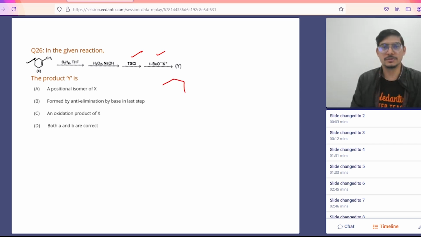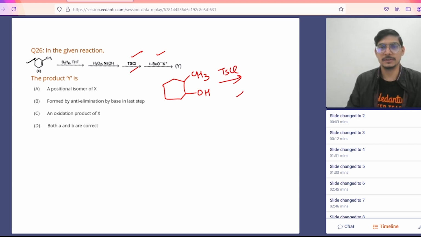So when hydroboration oxidation is done, anti-Markovnikov addition happens, and the molecule which is formed is this one. When the reaction is done with tosyl chloride, the hydrogen is substituted by the tosyl group. So this is the product that is formed.